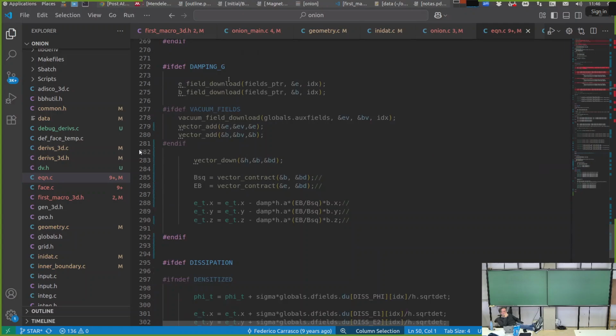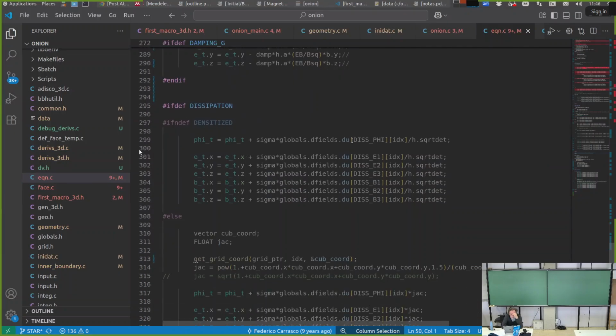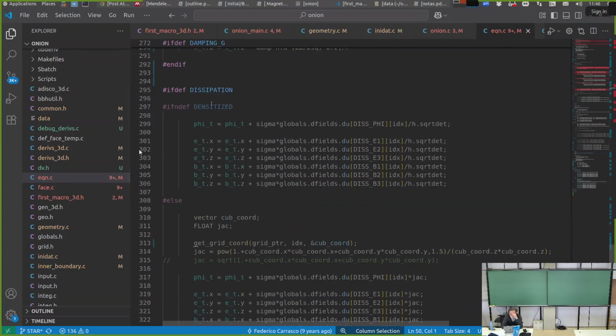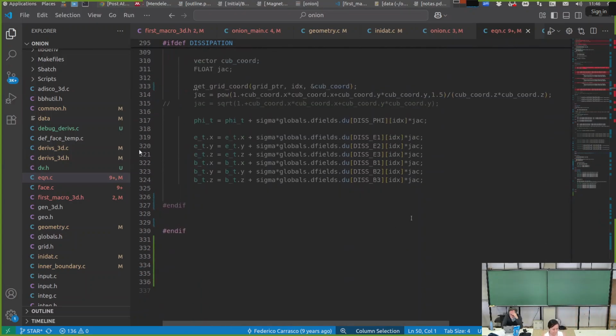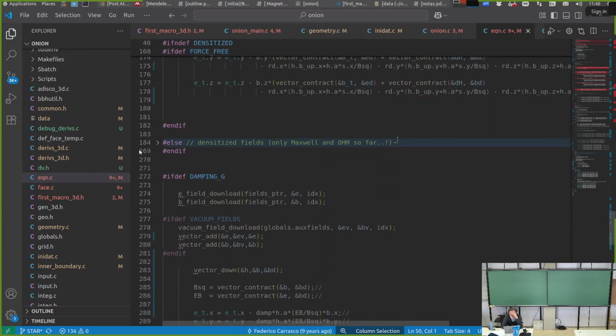Here are some pieces that take care of these additional dampings we need for ensuring, especially, that the algebraic constraint is preserved. And here is where numerical dissipation, Kreiss-Oliger dissipation, is incorporated into the right-hand side. So that's basically the right-hand side calculation for the bulk, all of the points.